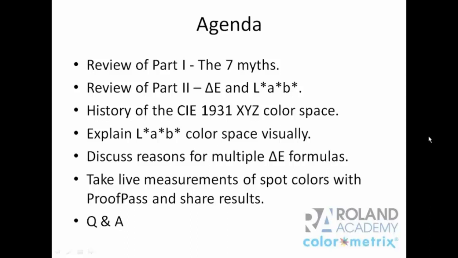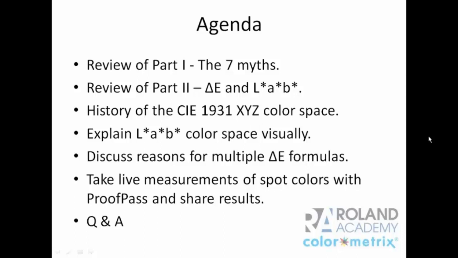You may have heard of them before: CMC, CIE 2000, CIE LAB. Those are all delta E formulas and can be confusing. It's like an alphabet soup. Which one do you need? We'll then take live measurements of spot colors, so you can see how these results actually look when you take measurements. And as always, we'll leave time for questions and answers.